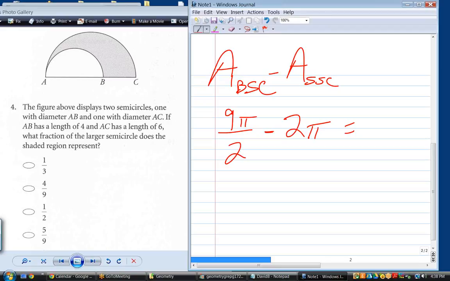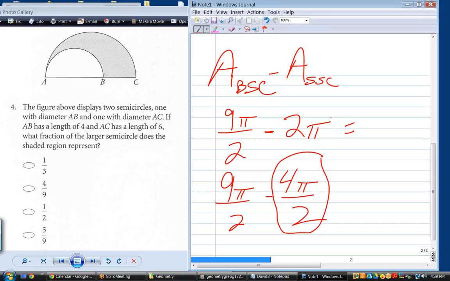5 pi over 2. In other words, how do you subtract this from this? You find a common denominator, so it becomes 9 pi over 2 minus 4 pi over 2. In other words, 4 pi over 2 is the same as 2 pi. And now I have a common denominator of 2, so the answer is 5 pi over 2.